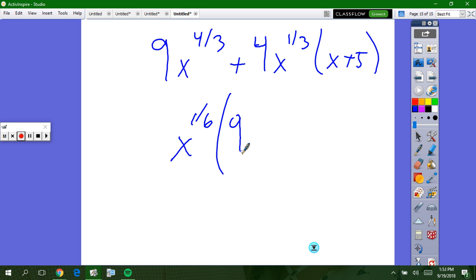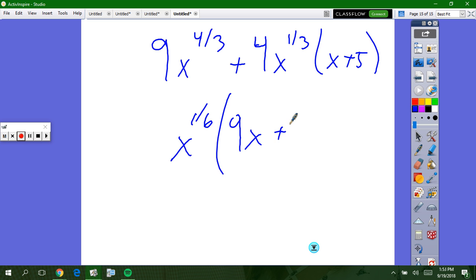But I just pulled a third out of 4/3. So what did I just do, though? When I factor something out, what did I just do? Dividing. So what do I do to the exponent? Subtract. 4/3 minus a third is 3/3. Hi, Caleb. 3/3, which is just 1.